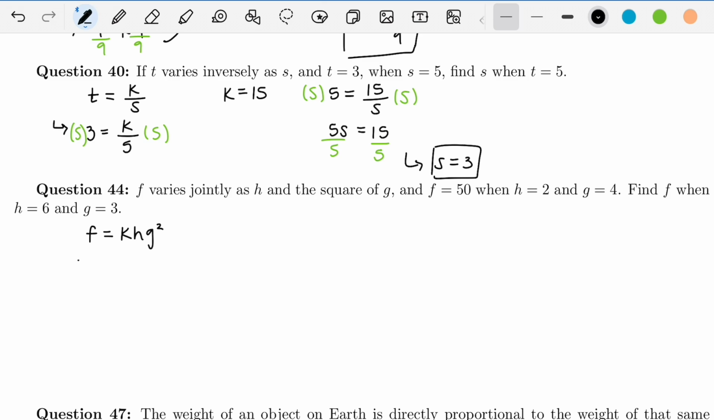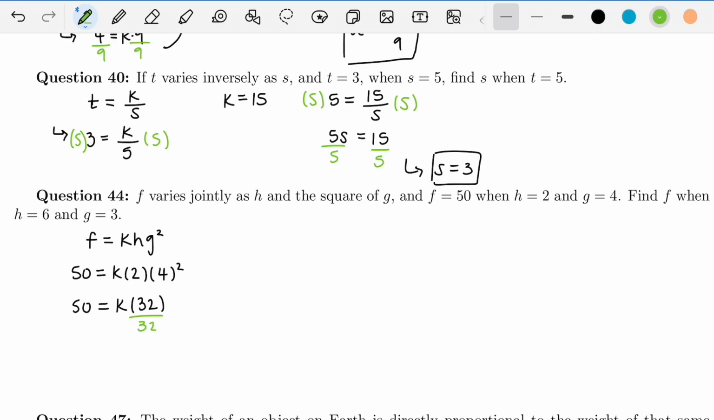So we have that f is equal to 50, h is 2, and g is equal to 4. So we're going to end up with 50 is equal to k times, we have 4 squared, which is 16, times 2, so that'll give us 32. And then to solve for k, we're going to divide by 32 on both sides. So this tells us k is going to be equal to 50 over 32, and then simplifying this will be 25 over 16. So this will be our k value here, and I'm actually not going to box this because that's not our final answer.